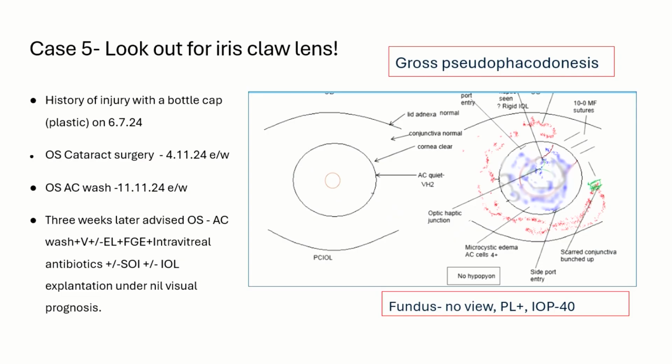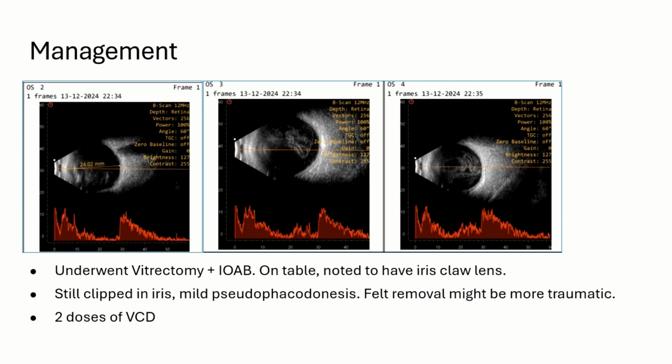And the one gross feature was very gross pseudophacodonesis. It seemed reasonable to remove the IOL in the OPD itself. It was that gross, and so obviously I wrote IOL explantation. There was vitritis. Again, it is hemorrhage or what we don't know, but elsewhere it was documented as hypopyon. It was written as endophthalmitis, so I had to err on the side of endophthalmitis.